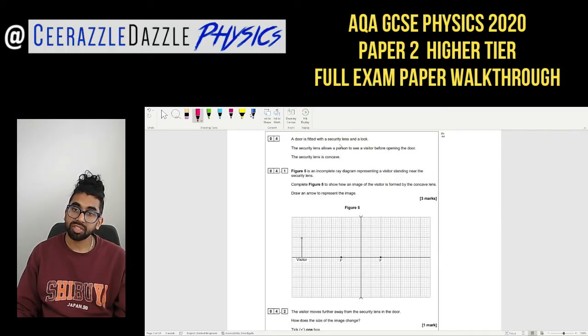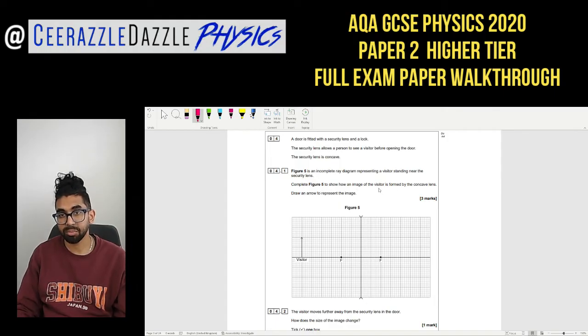4. A door is fitted with a security lens and a lock. The security lens allows a person to see a visitor before opening the door. The security lens is concave. Figure 5 is an incomplete ray diagram over here. Complete figure 5 to show how the image of the visitor is formed by the concave lens. So it's a diverging lens.